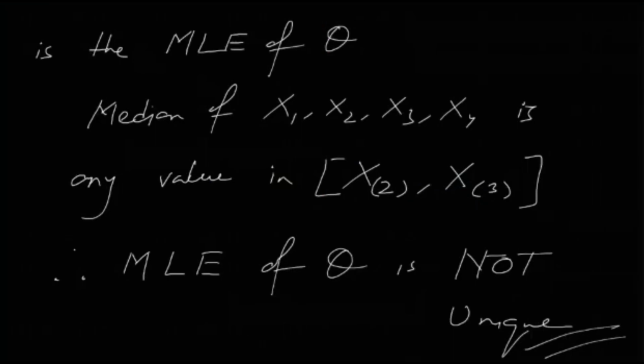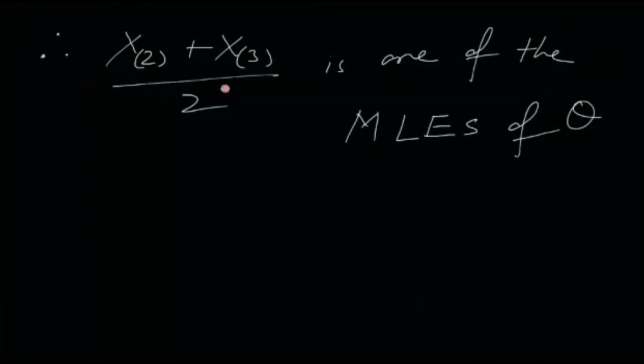So that means X order 2 plus X order 3 by 2, that means the average of these two, certainly lies between these quantities, right?